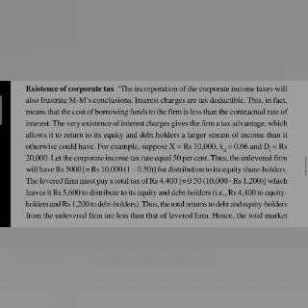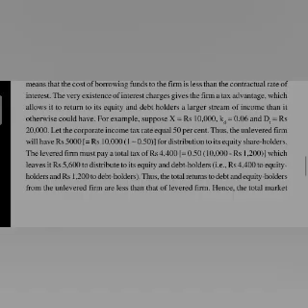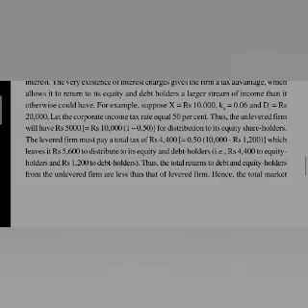For example, suppose X is equal to rupees 10,000, kd is equal to 0.06 and D is equal to rupees 20,000. Let the corporate income tax rate be 50%. Thus, the unlevered firm will have rupees 5,000, that is rupees 10,000 into (1 minus 0.50), after tax.